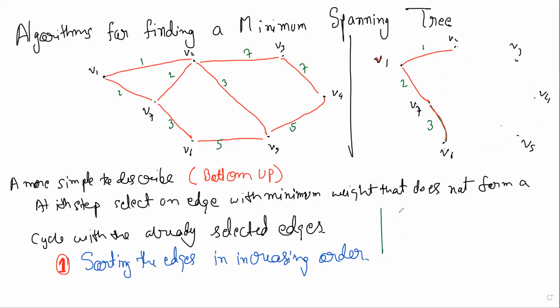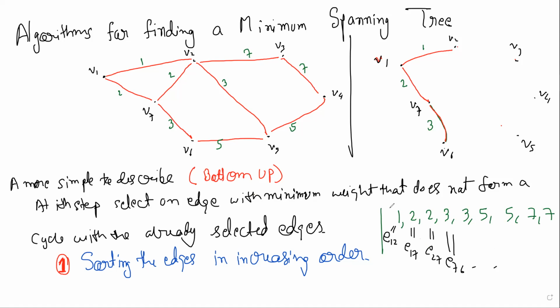So let's first sort the edges. Okay, 1, 2, 2. Then we have 3, another 3. Ideally, I should also be writing the endpoints of the edges. But yes, this is 5, another 5, then 7, and another 7. If you're actually writing, you have to write it out. So this is E17 maybe, this is E27, this is E76, and so on.